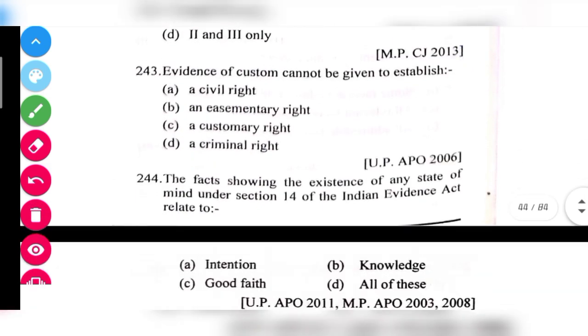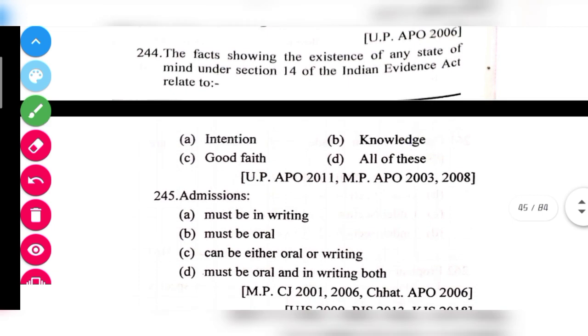243. Evidence of custom cannot be given to establish. Answer is D. 244. The fact showing the existence of any state of mind under Section 14 of the Indian Evidence Act relate to. Answer is D. All of these.